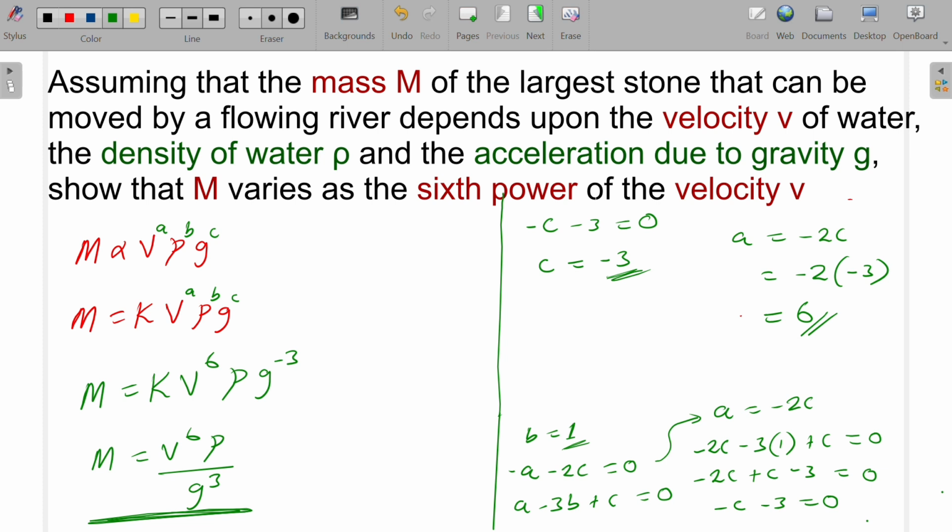Now, from the question, we need to prove that M varies as the 6th power of the velocity V. We can see the power that we have for velocity is 6, and it proves that M varies as the 6th power of velocity V. So it has been proven. We can conclude that M is directly proportional to V to the power of 6, hence proved. Yes, so we have proved that.